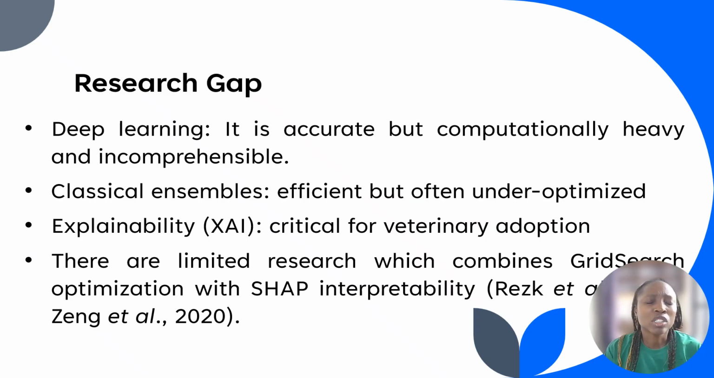It was also discovered that deep learning is accurate, but computationally heavy and incomprehensible. And we noticed that classical ensembles have been effective, but they are often under-optimized. Explainability, we discovered, is very critical for veterinary adoption. And while researching, we found that there is limited research which has combined grid search optimization with SHAP interpretability.